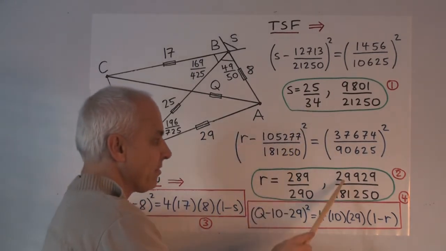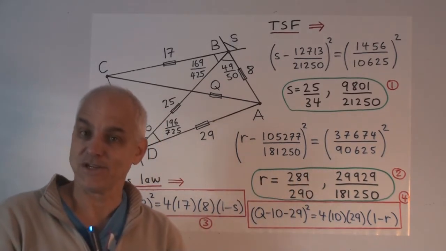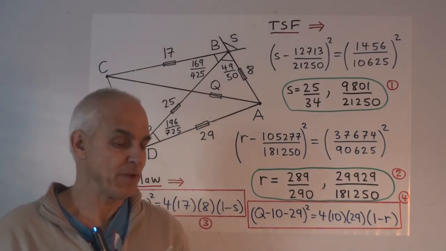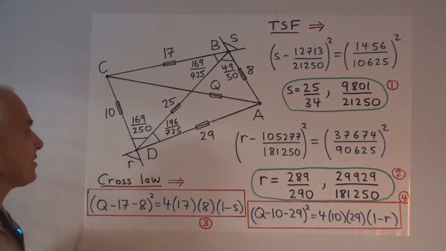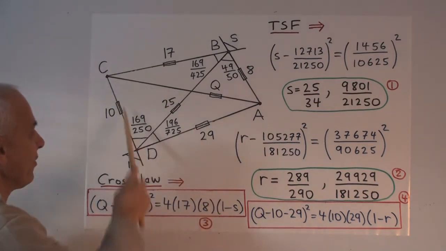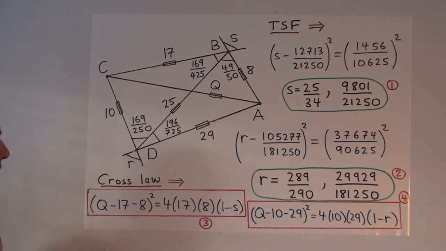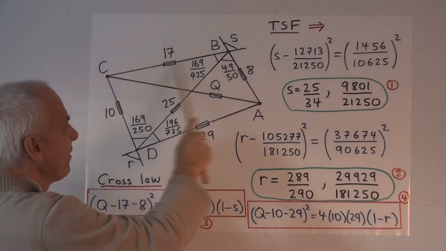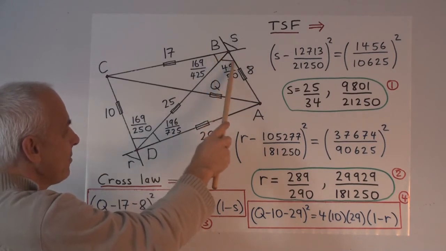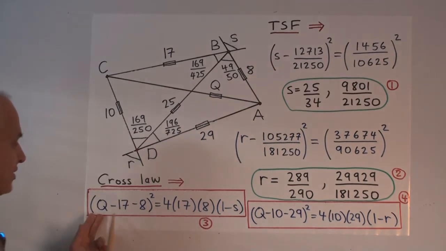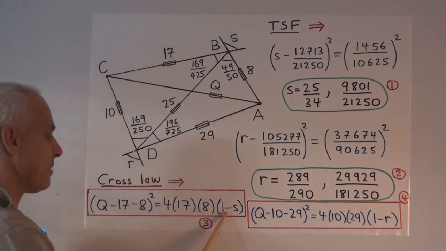So how do we get two possible values from the 4 that this suggests? We need an extra piece of information. And that extra piece of information is obtained from the cross law by looking at these two triangles, this one right here and this one right here. So in this triangle here, we have a spread of S, we have quadrance 17, quadrance 8, and the unknown quadrance Q. There's the cross law in that triangle. Q minus 17 minus 8 all squared is 4 times 17 times 8 times 1 minus S.